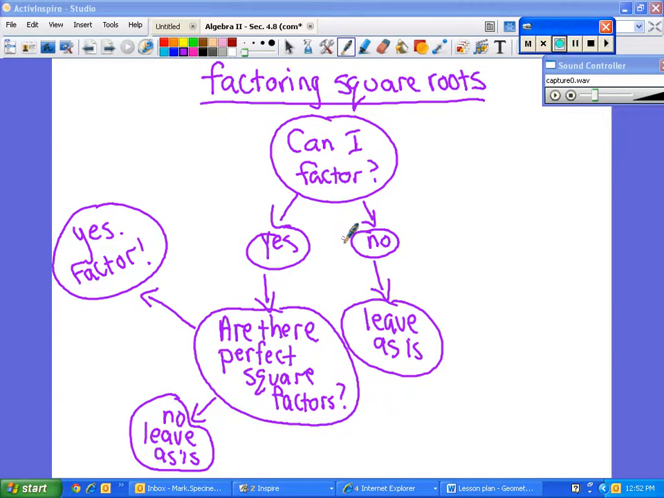Okay. Yesterday we talked about simplifying. Javaris, turn around, please.